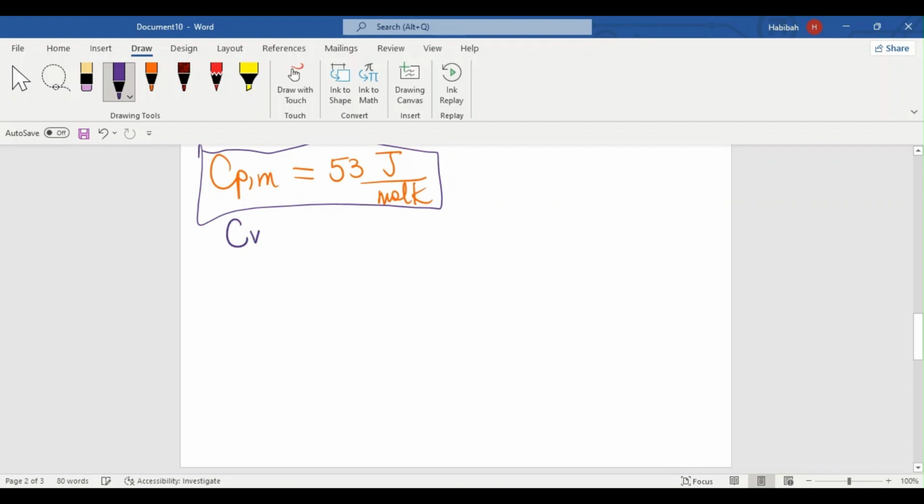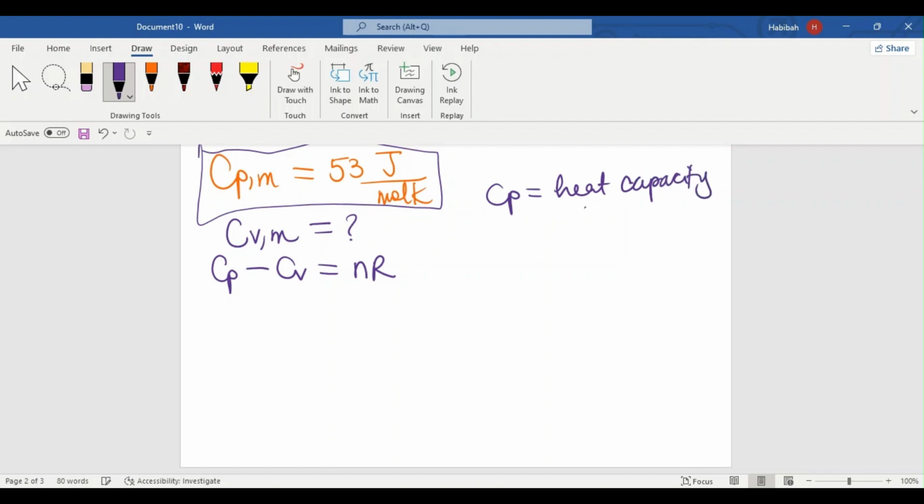So to find Cv,m, there's a formula that we're supposed to use. Now the formula does not come in molar heat capacity, but instead it comes as heat capacity. So the formula is Cp minus Cv equals nR, where Cp here is the heat capacity at constant pressure, and Cv is the heat capacity at constant volume.